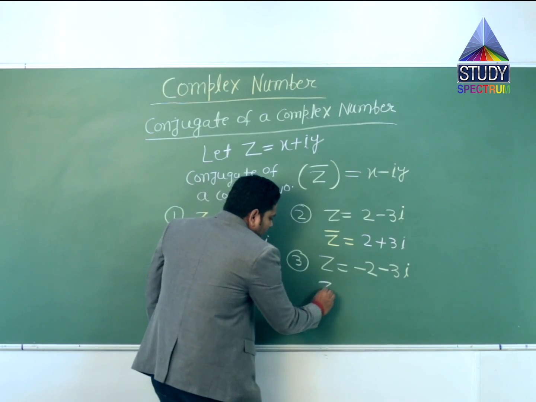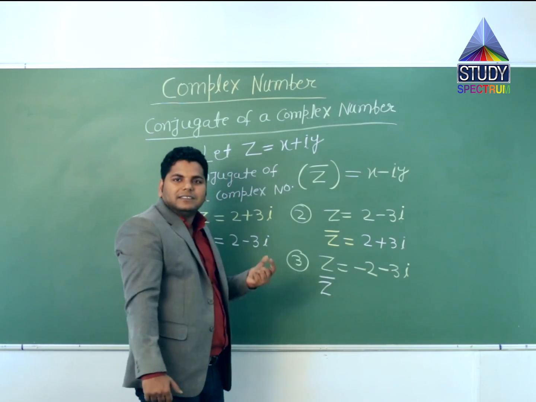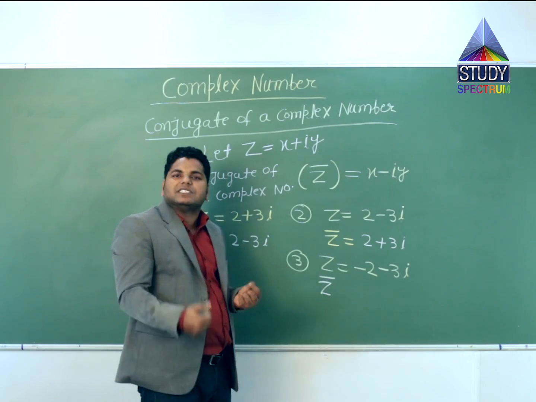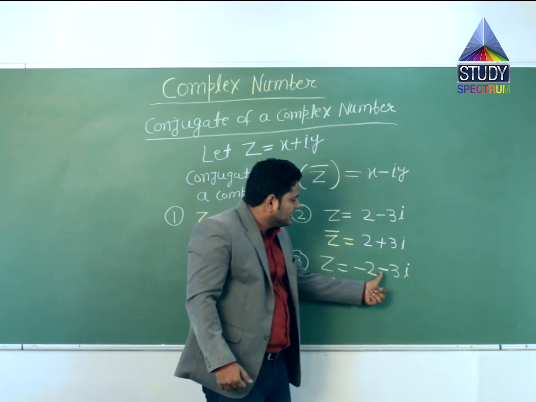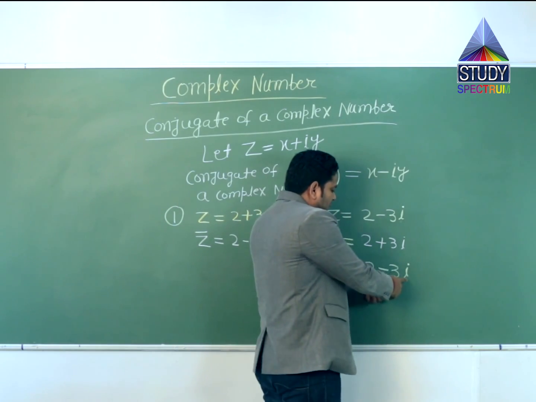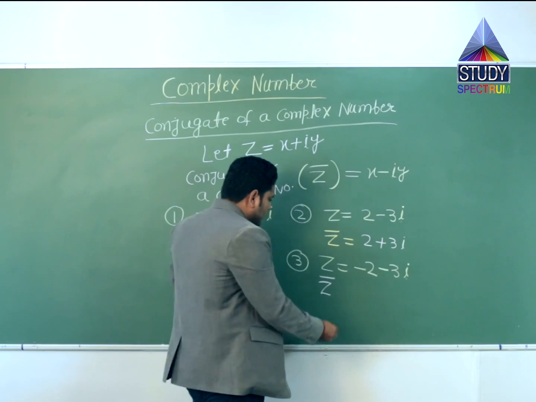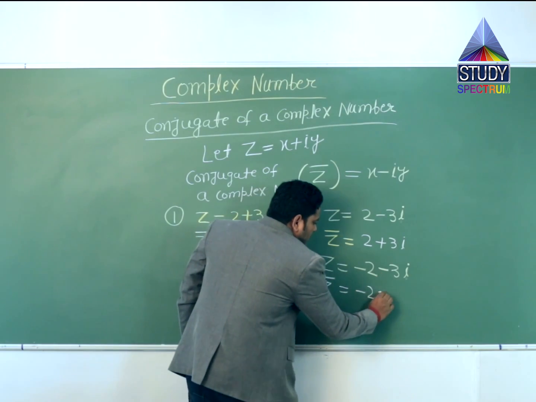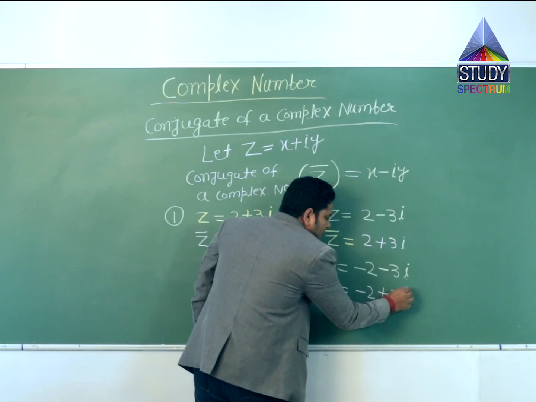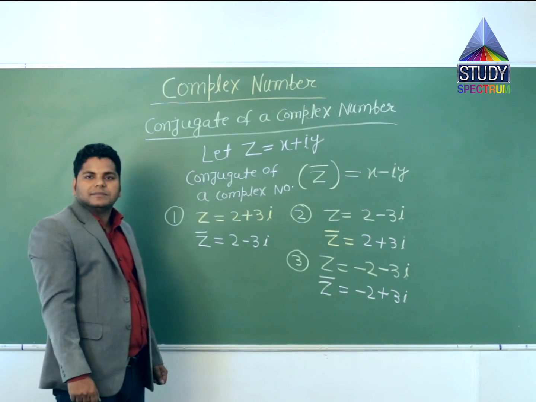So Z bar will be, all we do to find the conjugate of a complex number, which is denoted by Z bar, is change the sign before i. Before i it has a minus sign, so we'll change it to plus. So it will be minus 2 plus 3i.